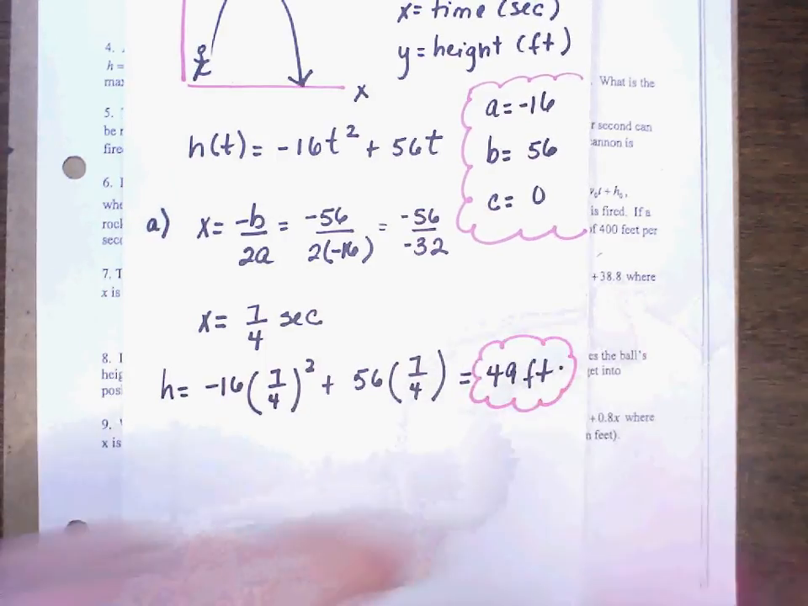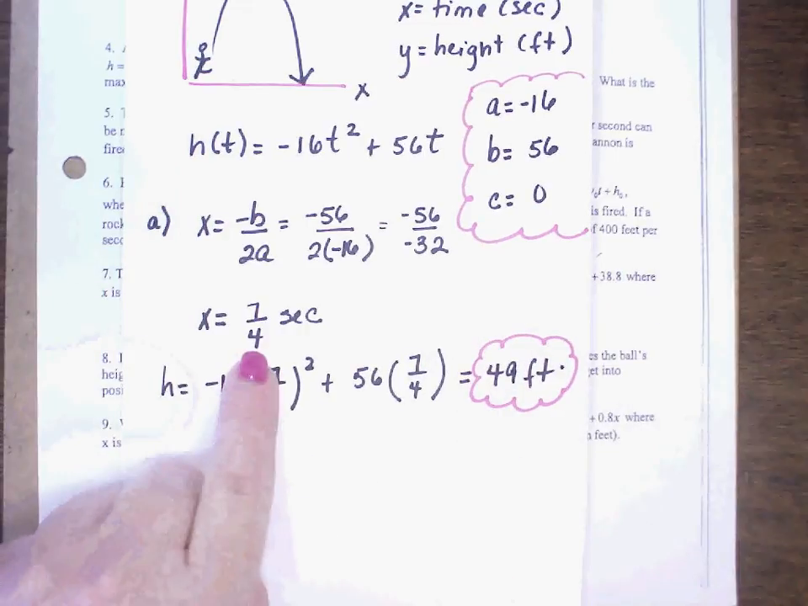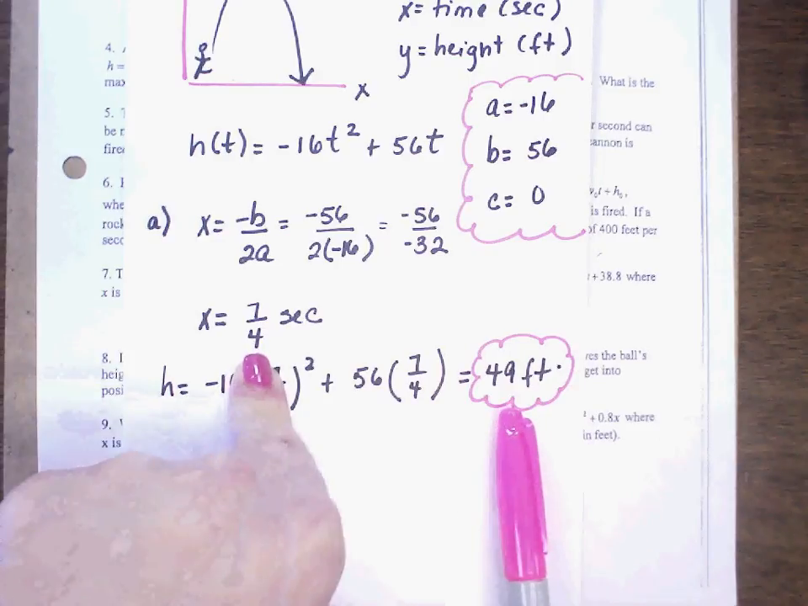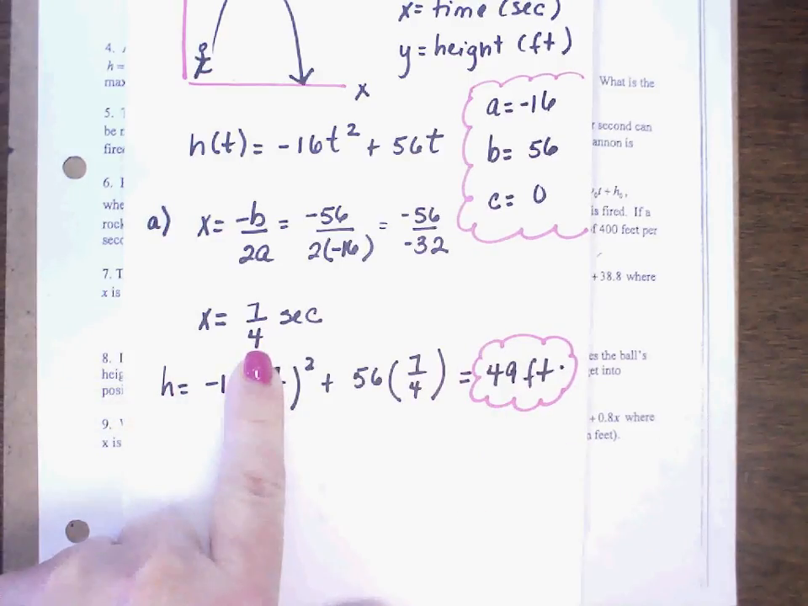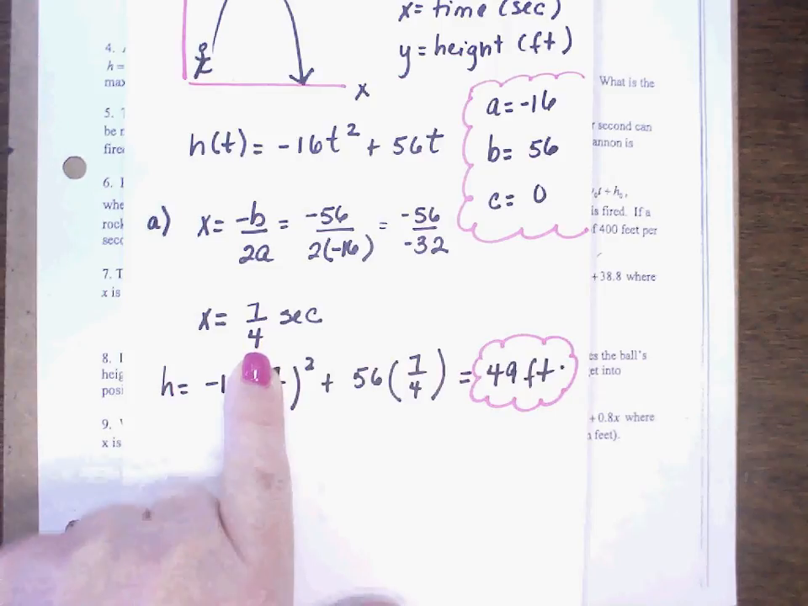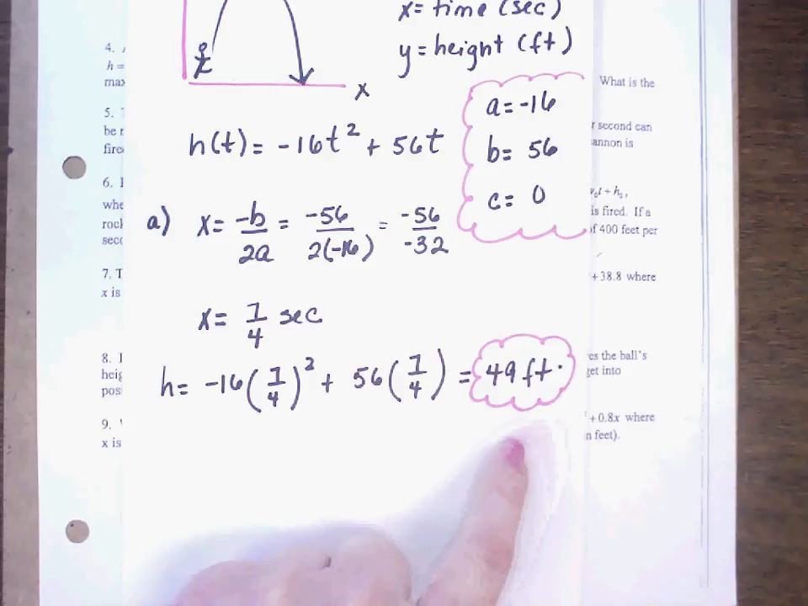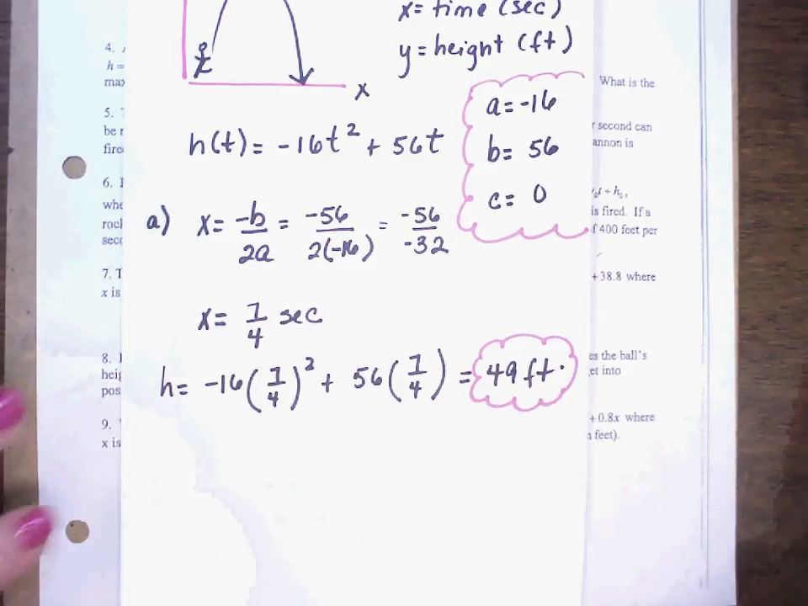On Friday, you'll have this, and it will probably be part A, and then B, C, or D will be the right one, which is 49. Because I want to make sure that you finish the problem. I want to make sure that you understand that this is time, and I'm asking you for height. Correct? All right, so you're done with A.